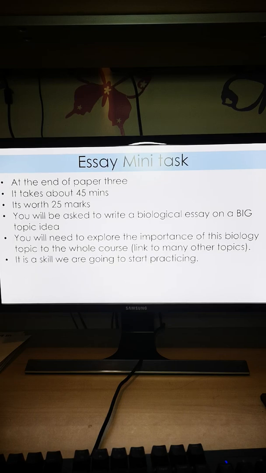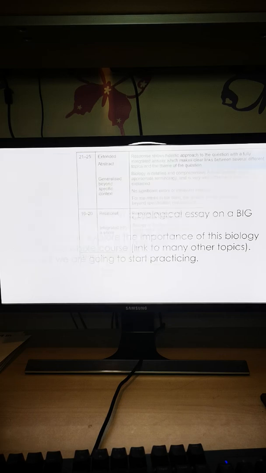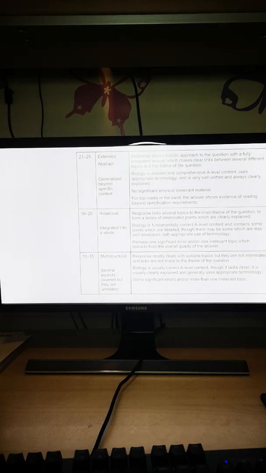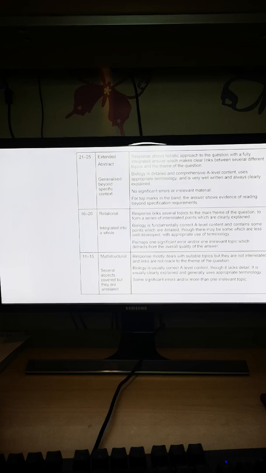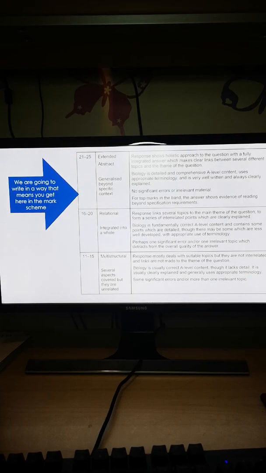But to help us start practicing this skill, I just want to show you the big mark scheme so you can have a look at this. Now we're going to be aiming for the top, obviously, between 21 and 25 marks. To get this, you can see it's pretty tricky, but the thing I want us to focus on is to get into this boundary, to get above 20. We need to make sure that our response links several topics to the question. Okay, so that's what we're going to focus on, linking a topic to the main theme.